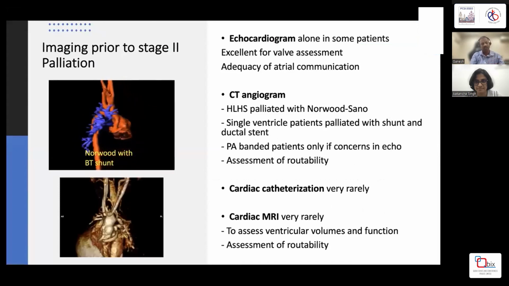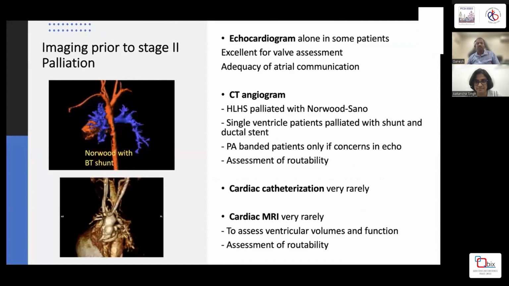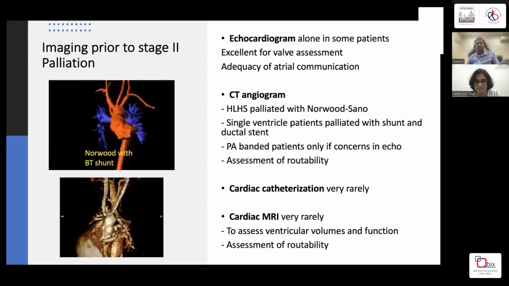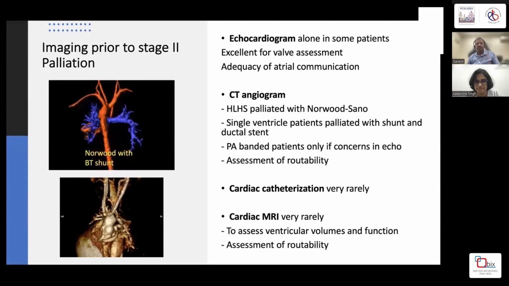So the current practice prior to stage 2 palliation is echocardiogram alone in some patients. We assess for the adequacy of atrial communication, and atrial septectomy is performed at the time of Glenn if there is restricted communication. CT angiogram for all patients with hypoplastic left heart palliated with Norwood Sano, and all single ventricle patients with shunt and ductal stent, and only a few patients with pulmonary artery band if there are concerns on echocardiogram.